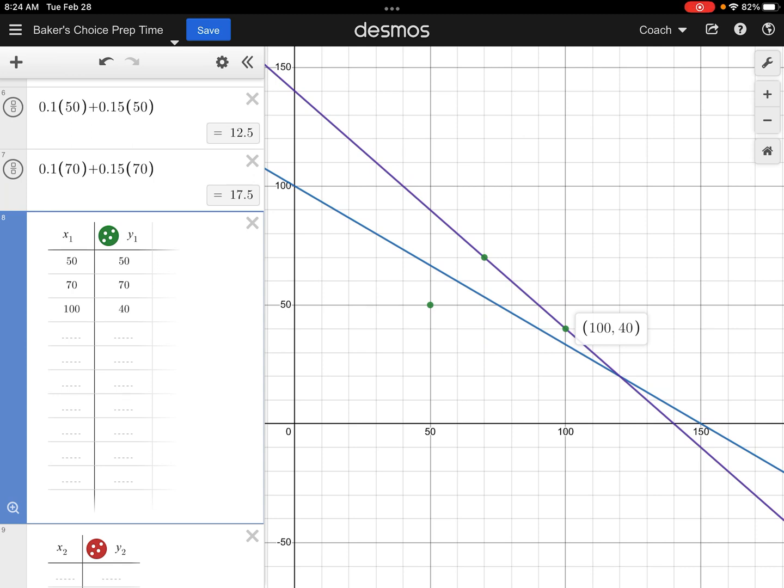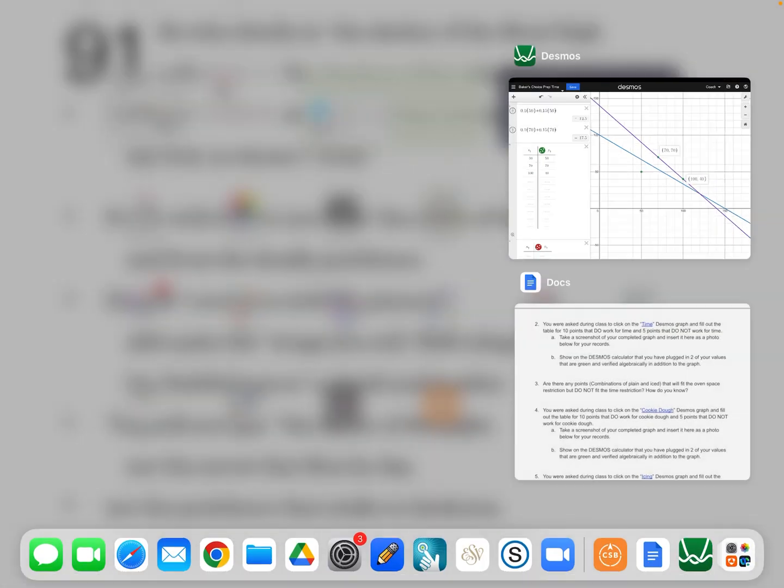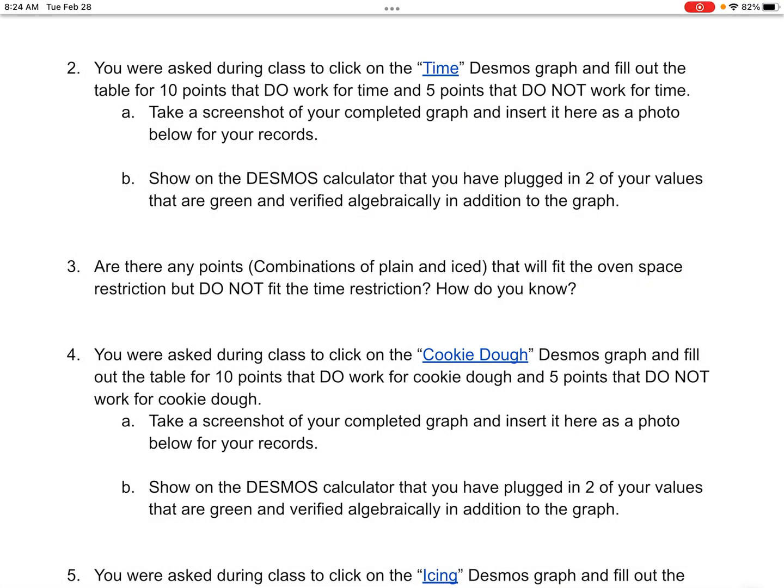So any point like that is what I'm going to show in my number 3. I would take a screenshot of this and go back into my number 3. Are there any that will fit in the oven but do not fit the time? And I would just explain that. I would say 70 and 70 will fit in our oven because that equals 140 cookies. But when we checked it in the time equation, it actually took us 17 and a half hours to cook, which is over my 15-hour limit that we have for our company.